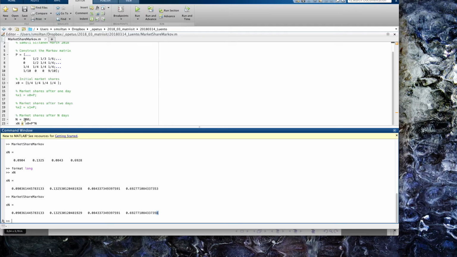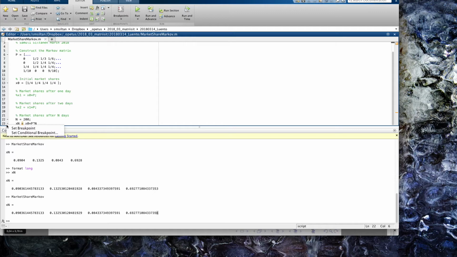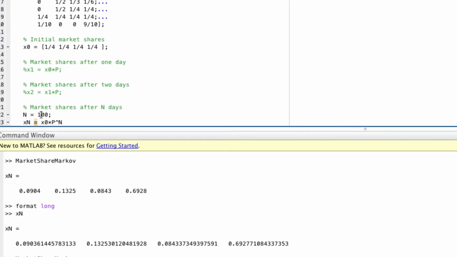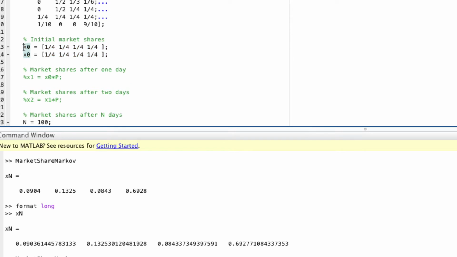How about if we have a different starting point? If we compare after 100 days and 200 days for completely different initial market shares. Let's change this one. Okay, any suggestions, please? First market share, please. A number between 0 and 1. 110. Sorry? 110. Okay.